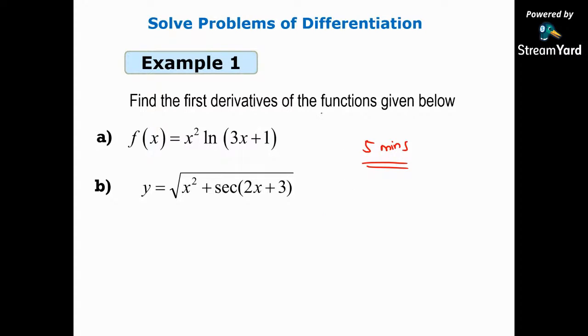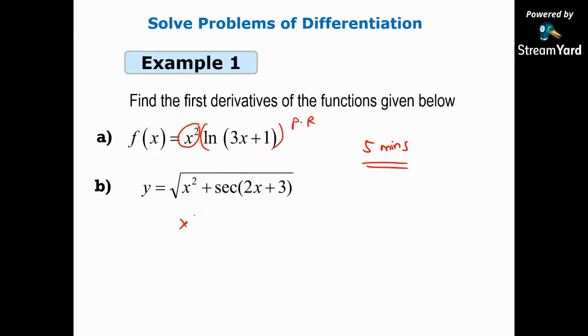For anyone who has no idea, this one you've got x squared times a ln. So you've got two different functions over here, x squared and then a ln. That means this is basically a product rule. You need to apply the product rule for them.